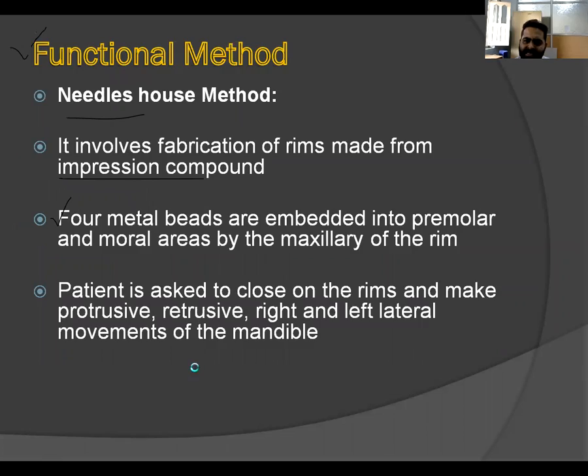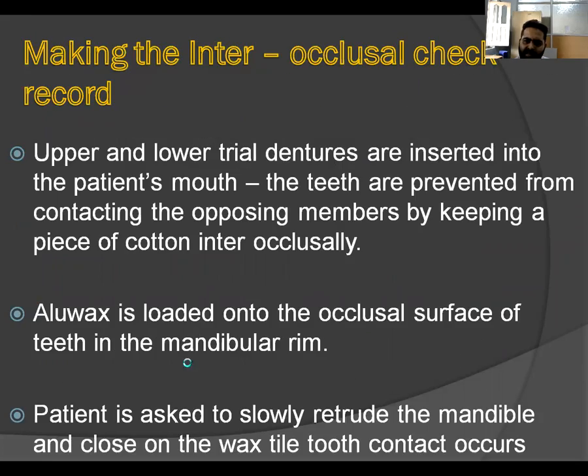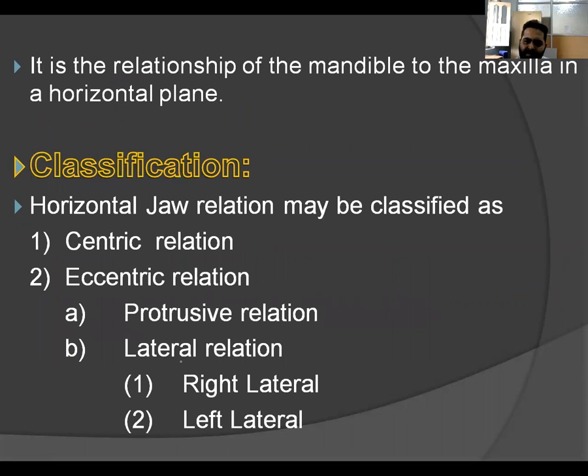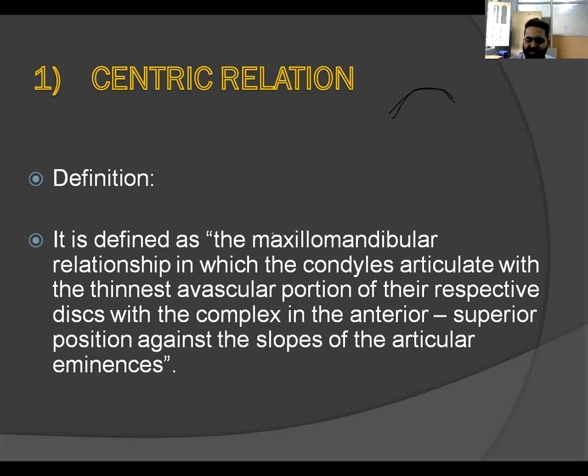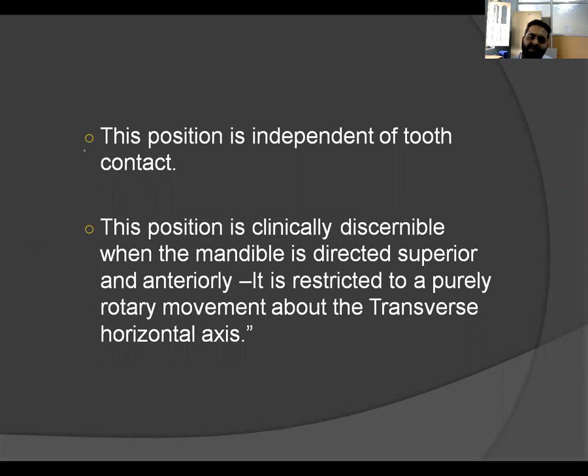In this topic, we should know the different types of classifications of horizontal relation. That will be your centric relation and the eccentric relation. Eccentric can be your protrusive and the lateral relation. The definition should be learned by heart. This is the half definition. This is the complete definition. You have to learn by heart till this point.